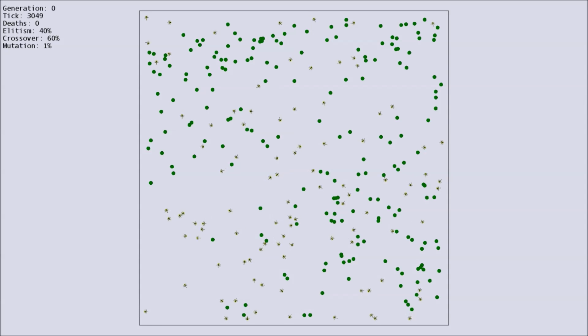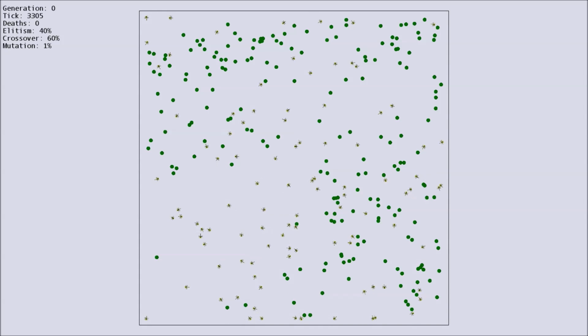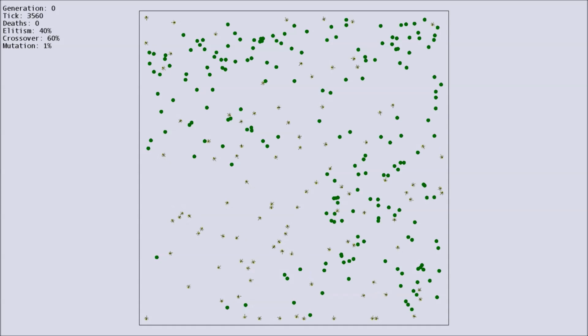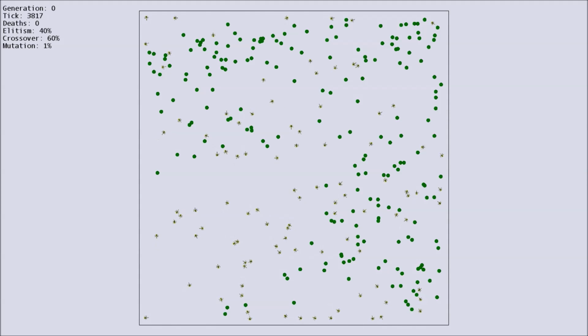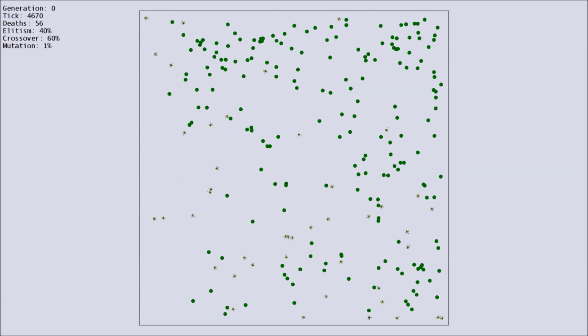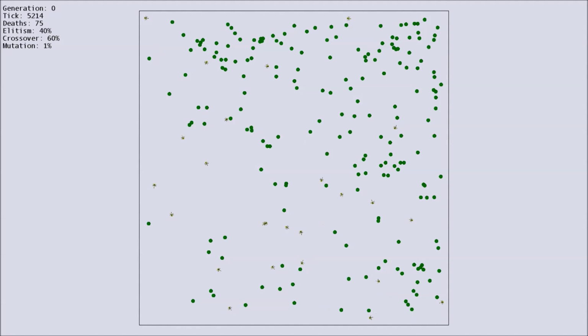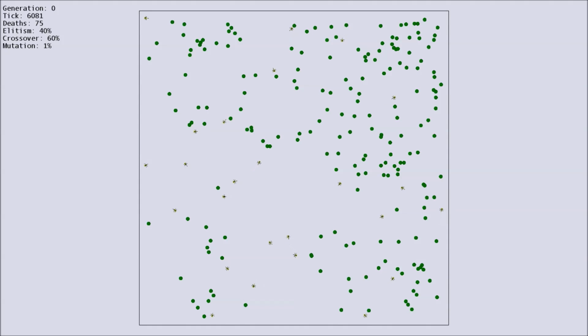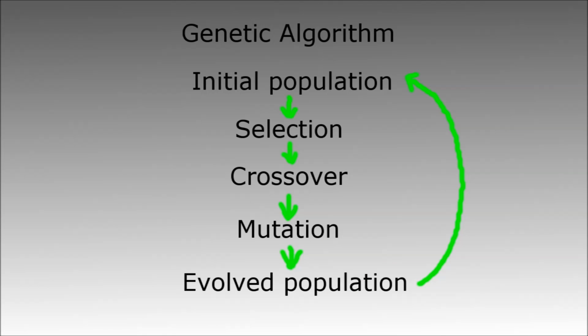The creatures can use their brain to detect input and produce an output which alters the creature's position and rotation in the world. This alone, however, is not a learning process. To add an element of learning to the simulation, we will use a genetic algorithm. What is a genetic algorithm?